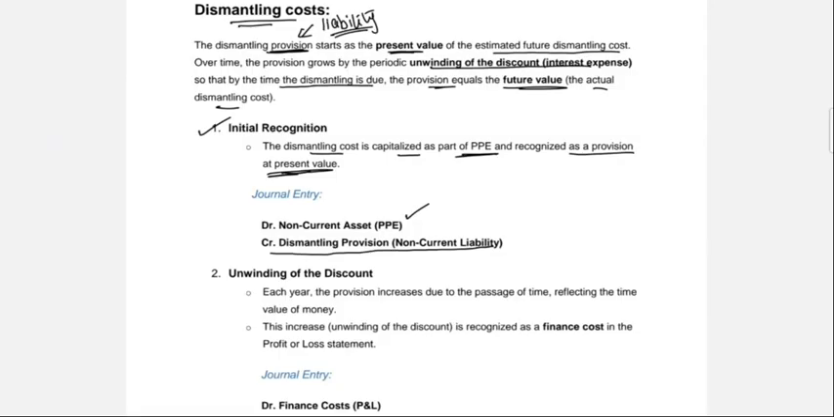Why is it a non-current liability? Because this is the cost which you will have to incur, for example, maybe in 5 years' time or maybe in 10 years' time. So it's not a current liability. It will rather be a non-current liability that you will have to settle in the future. So you recognize the provision and you debit non-current asset for the purposes of capitalizing that dismantling cost.